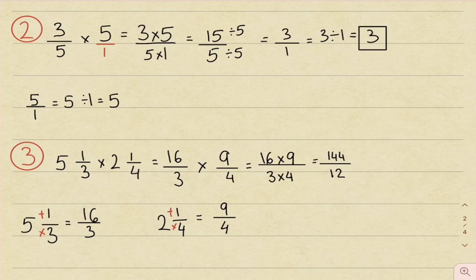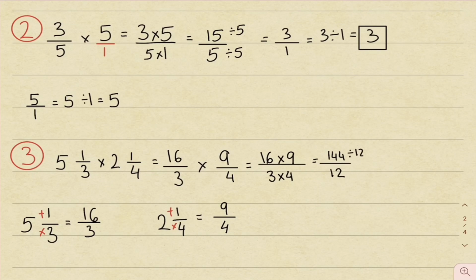Now I'm going to reduce this. So I'm going to divide by 12 top and bottom. 144 divided by 12 is just 12, over 12 divided by 12 is 1. So 12 over 1 is just 12 divided by 1, which is just 12.